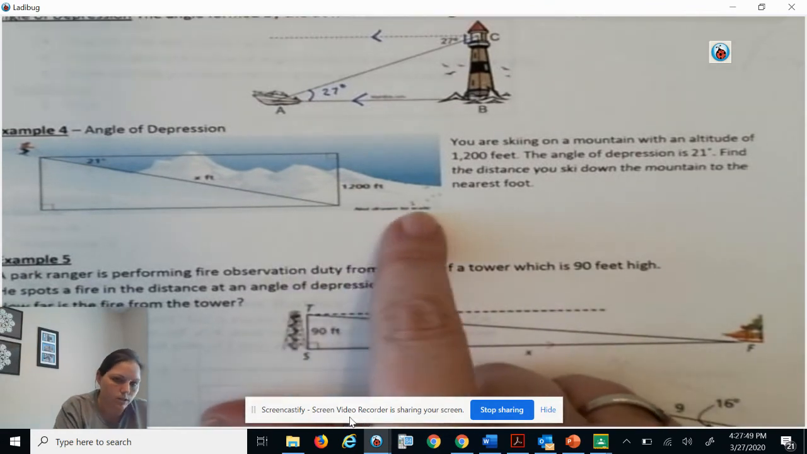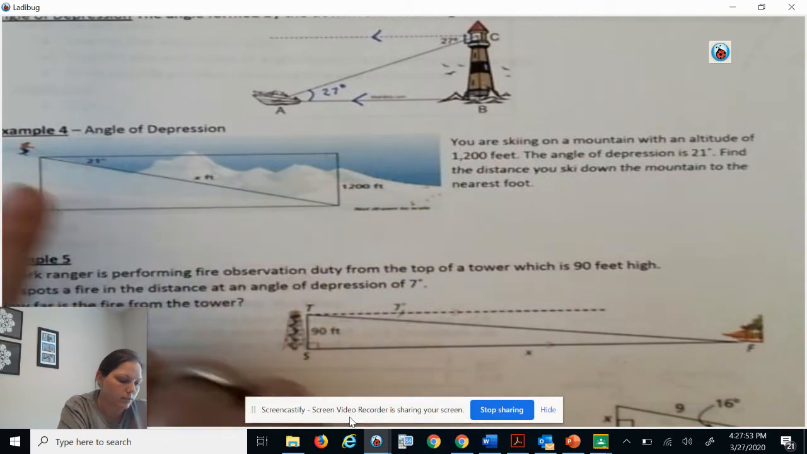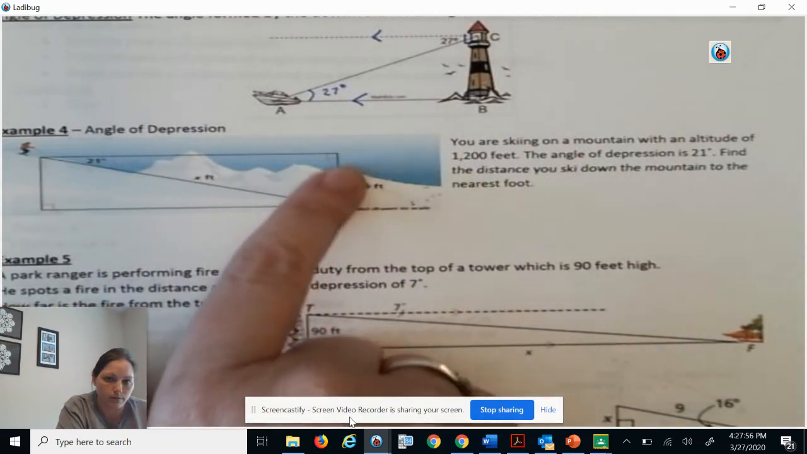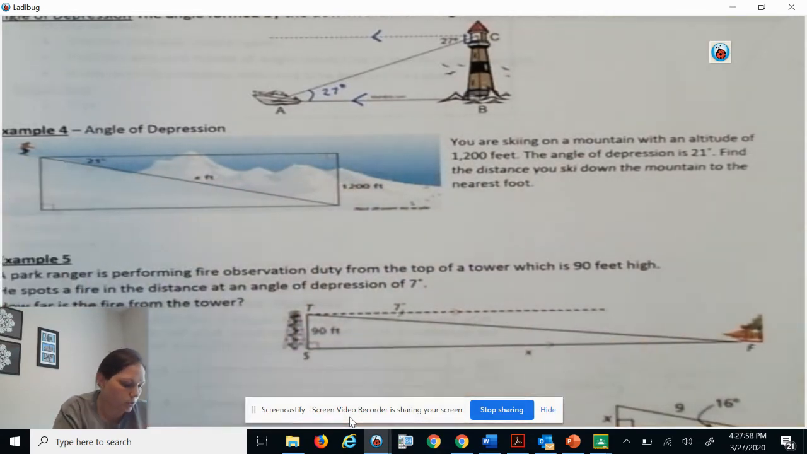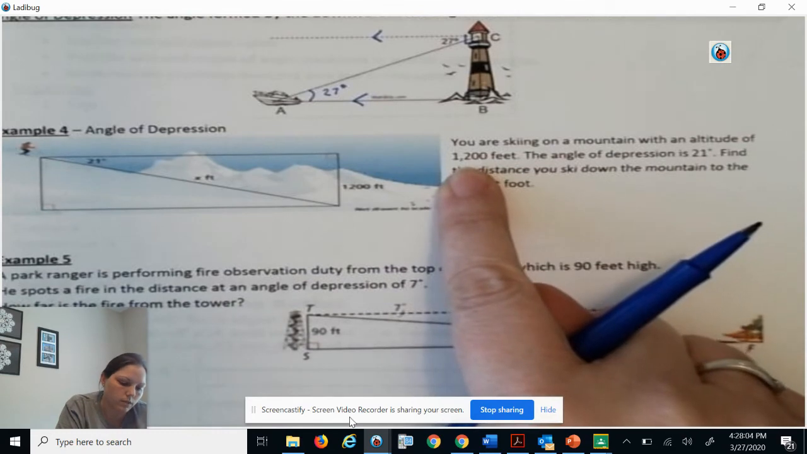This says not drawn to scale. You're going to see lots of that in geometry. Because if this really was 12,000 feet, that would be a giant person there. All right, so you are skiing on a mountain with an altitude of 12,000 feet.